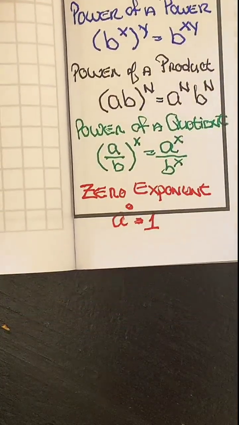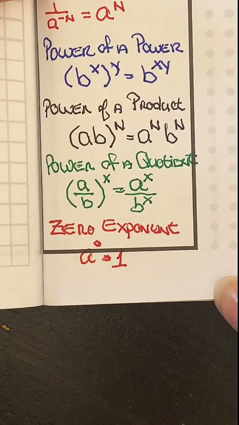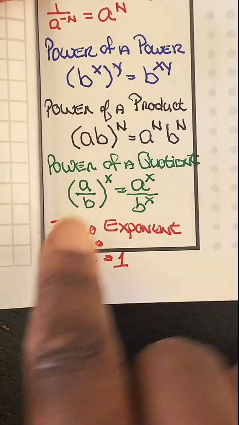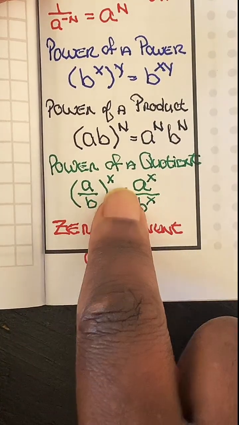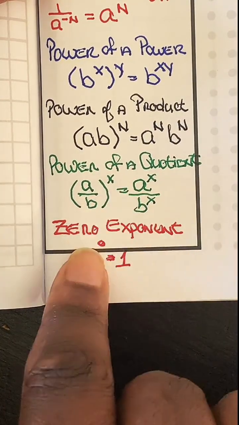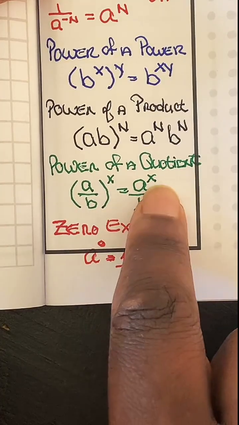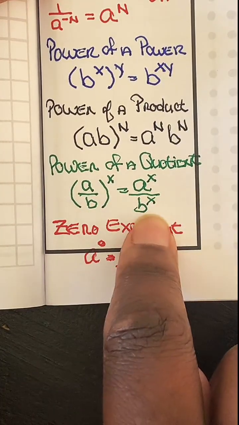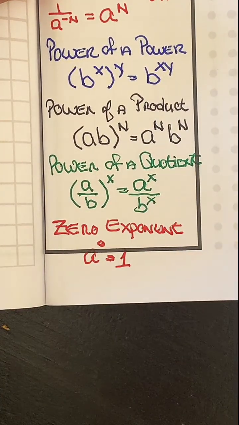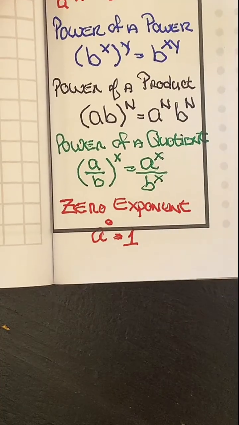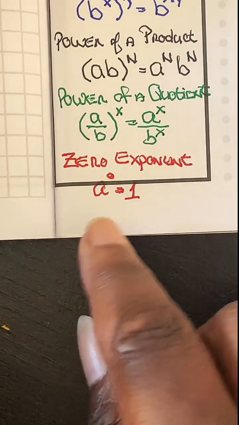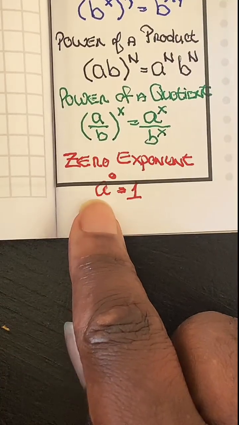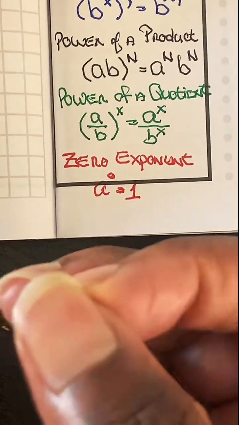So then we have our power of a quotient. So again, we have our fraction and everything is actually being raised to that x power. So that means the A is being raised to the x power and the B is being raised to the x power.